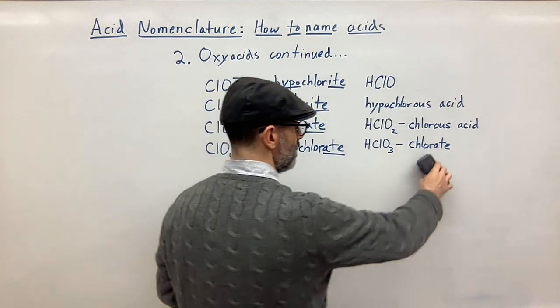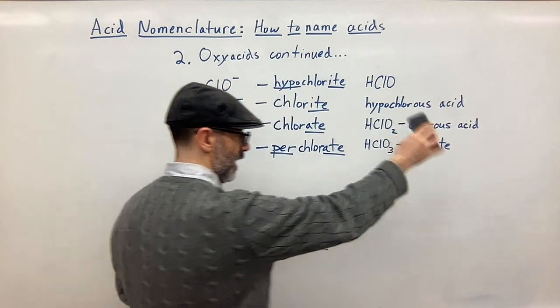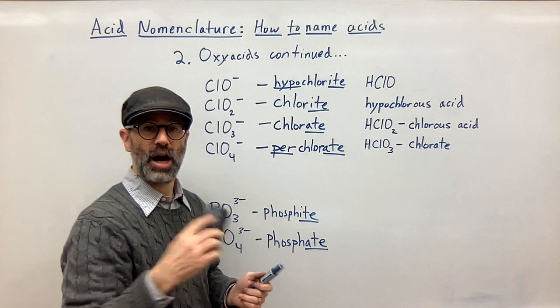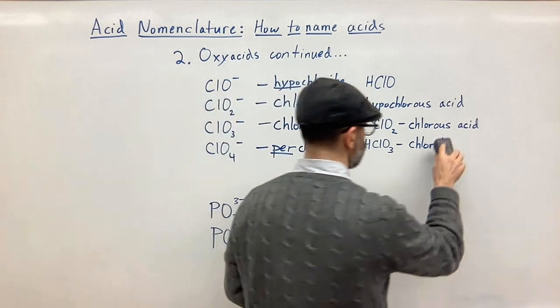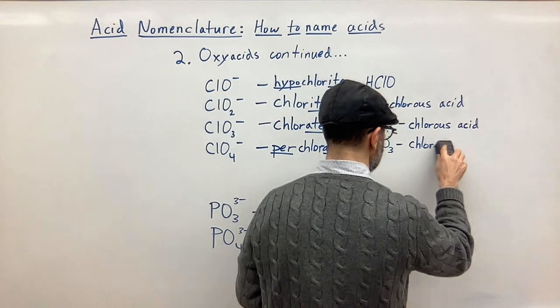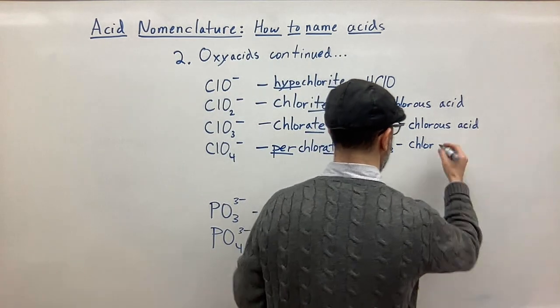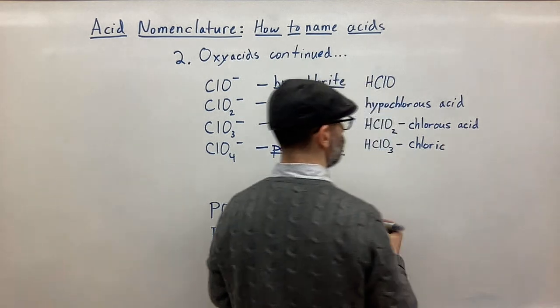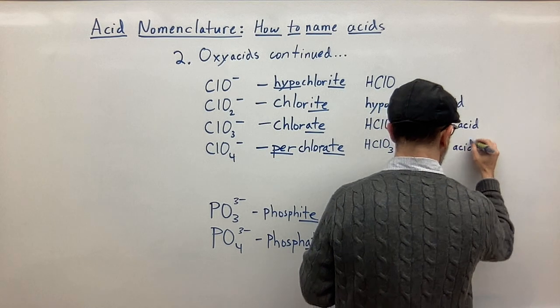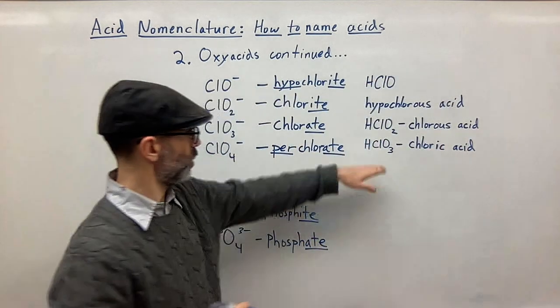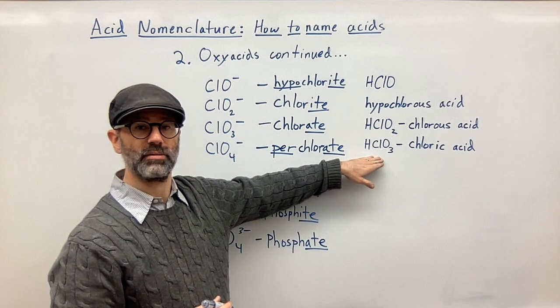Then since this ends in ATE, I'm going to drop the ATE and add IC. So you drop the ATE ending, add IC, and then add the word acid. So this is chloric acid.